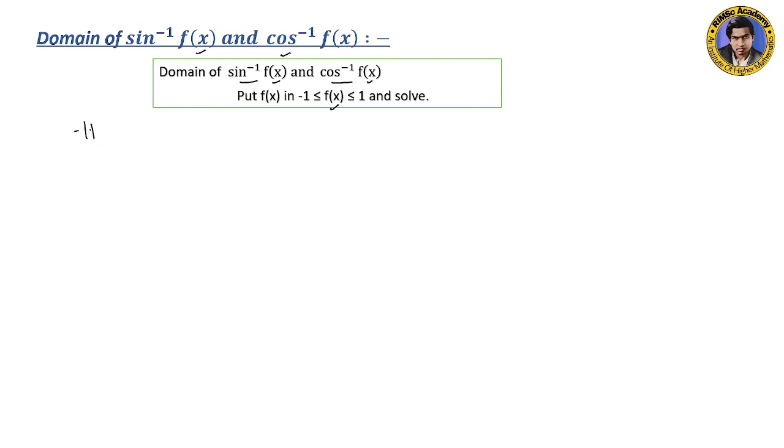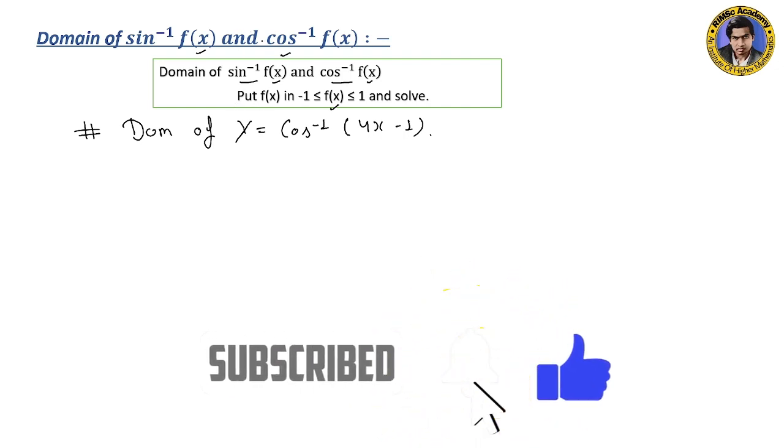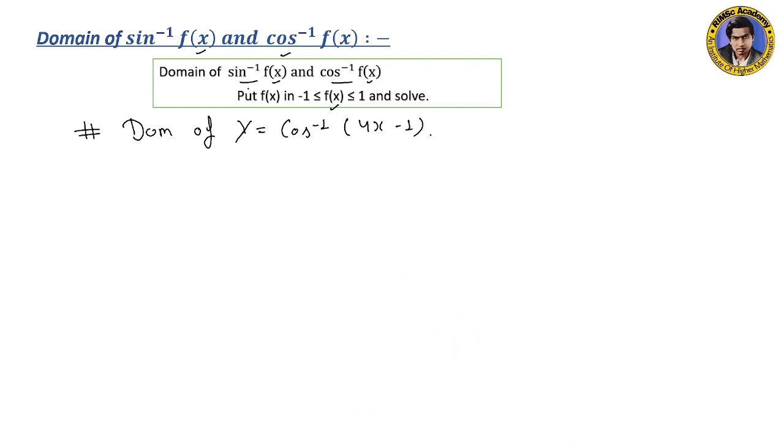Our first question is the domain of y is equal to cos inverse (4x minus 1). So this is our question. In the trick we have seen, we put f(x) in between 1 and -1. So here 4x minus 1 is our f(x), and we put this f(x) in between -1 and 1. So this is our domain.